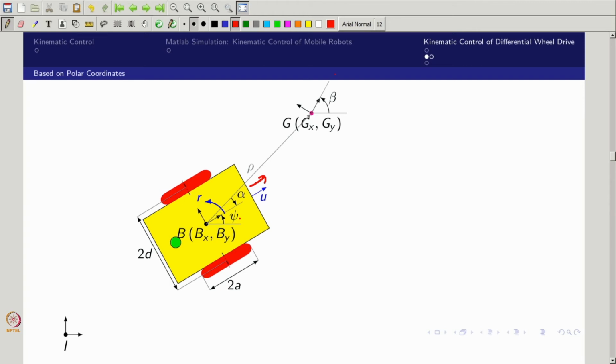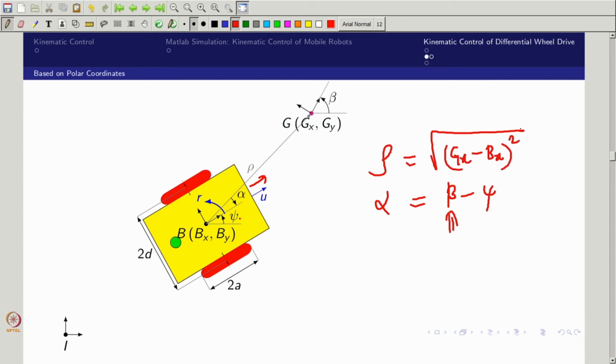So we can take rho and alpha. Alpha I can write as beta minus psi, because this is given, and rho I can take as the square root of gx minus bx whole squared plus gy minus by whole squared, as a distance relation. Now these two I can obtain.